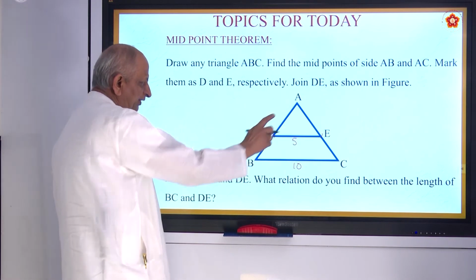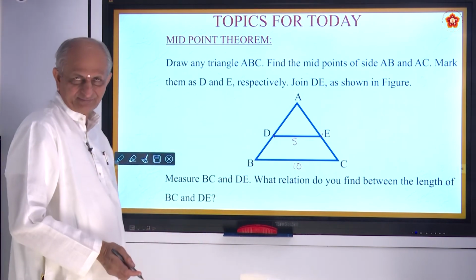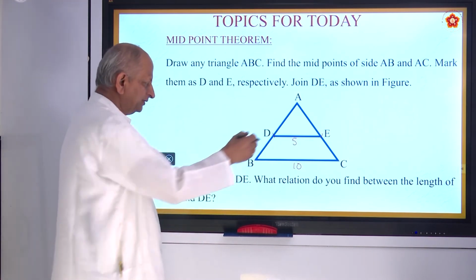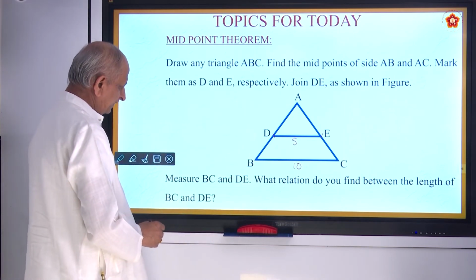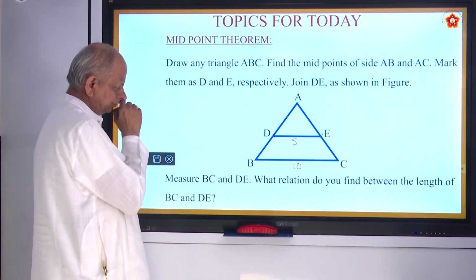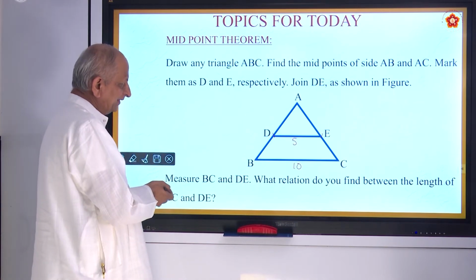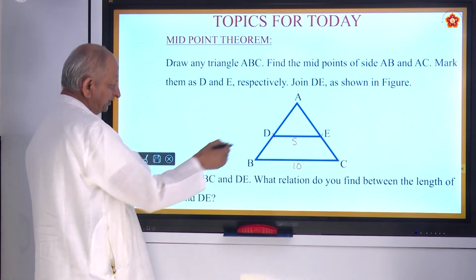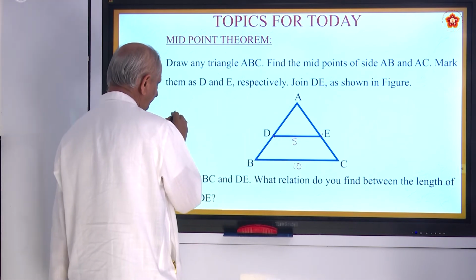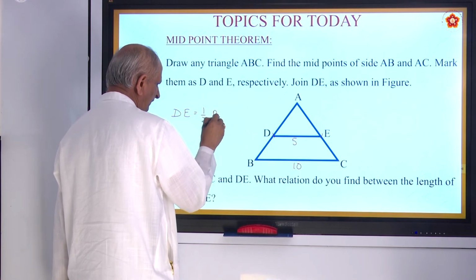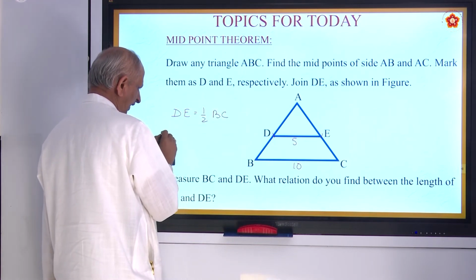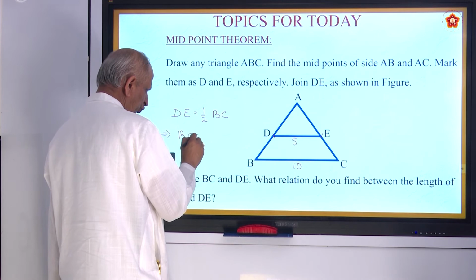Or if DE is 4, BC becomes 8, like that. So, we have the length of BC and DE to measure, and we find that this DE will be half of BC, or you can also say BC is 2 times DE.